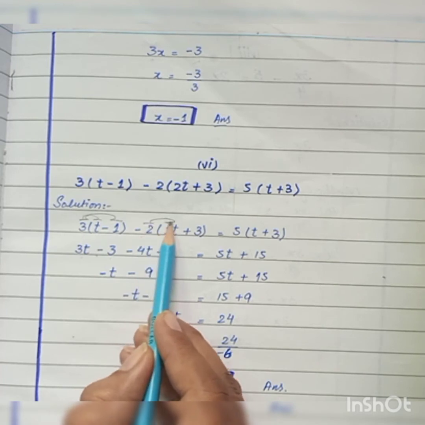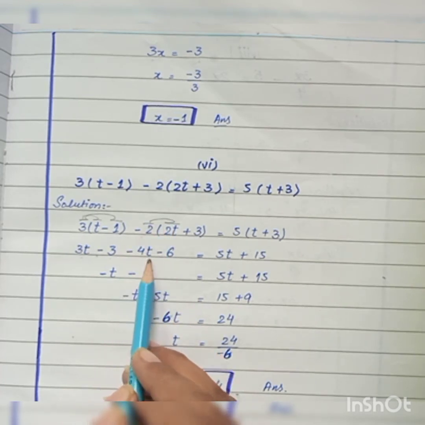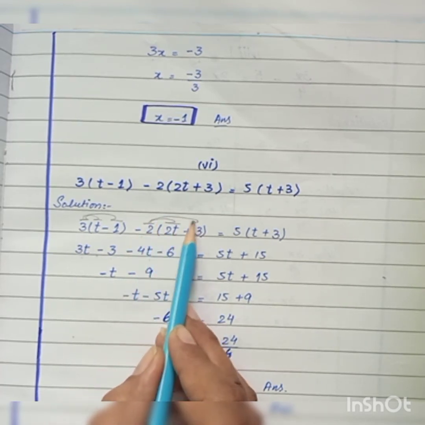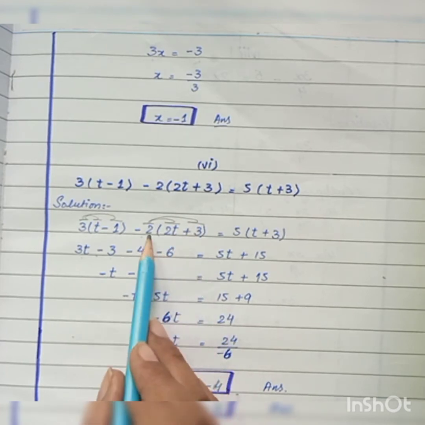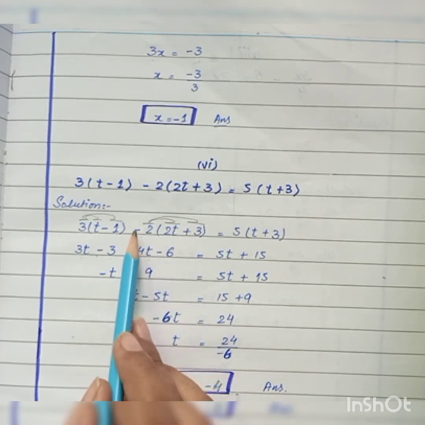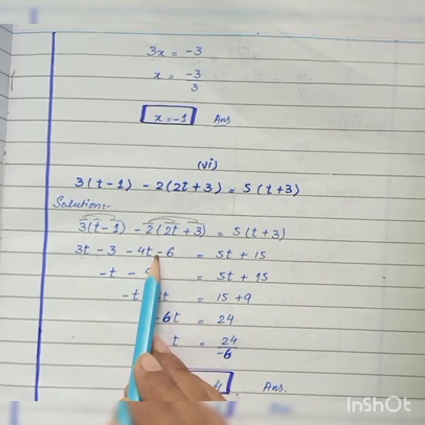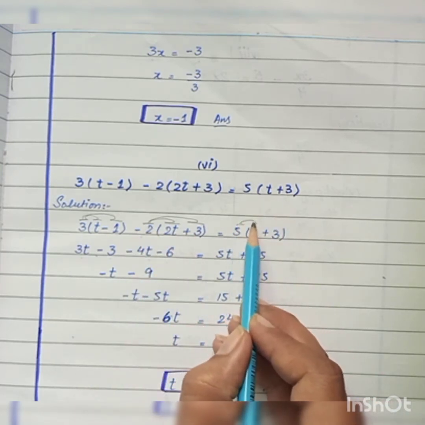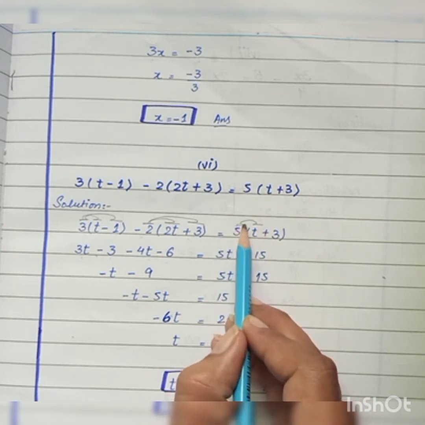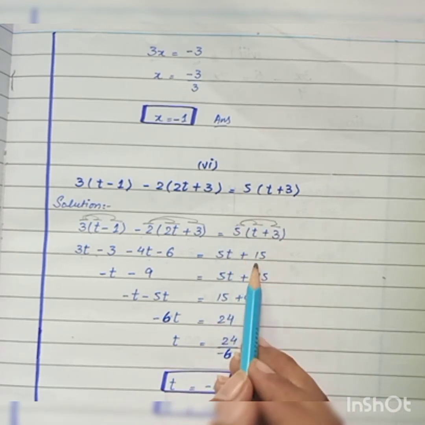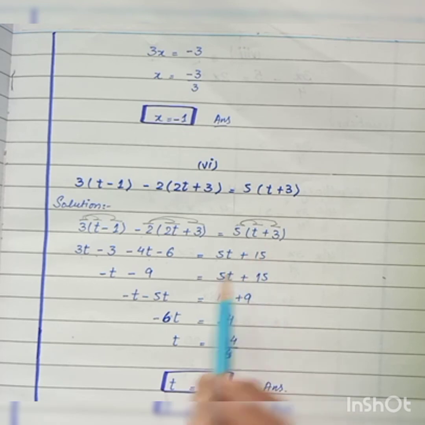Minus 2 will be multiplied to 2t gives the answer minus 4t, and also minus 2 will be multiplied to 3 gives the answer, 2 3s are 6, minus 6. As the minus sign changes the inner signs, minus plus gets minus. Now 5 is multiplying to t gives the answer 5t, and 5 is also multiplying to 3 gives the answer, 5 3s are 15, plus sign as it is.